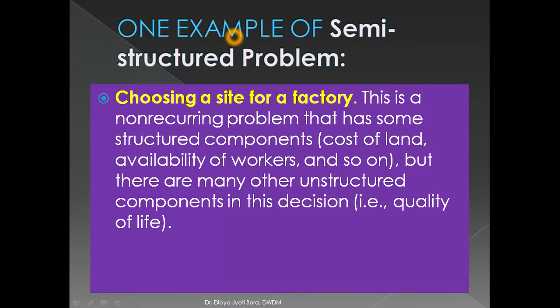Structured components like cost of land, availability of workers, like this. But we have a lot of other unstructured components in this decision, like quality of life. On that side, what will be the quality of life? Clear? So choosing a site for a factory is a semi-structured problem.